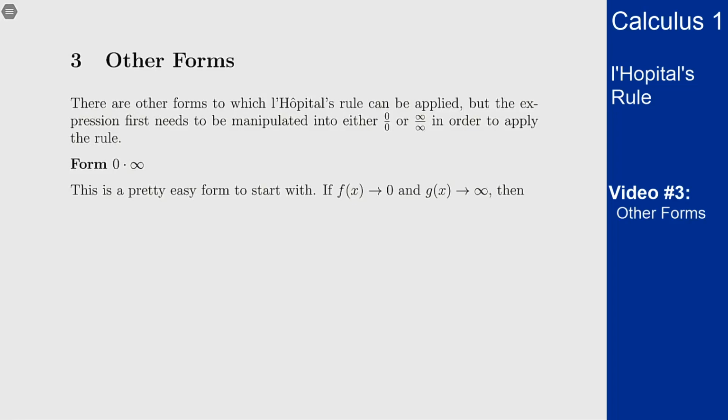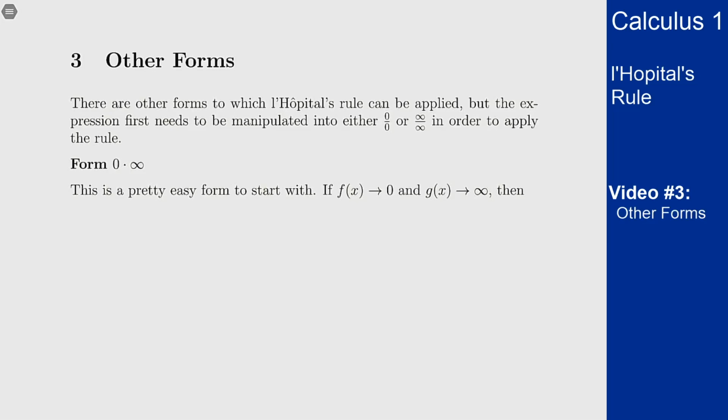In this video, we'll talk about the other types of indeterminate forms where L'Hopital's rule can be applied. However, the main thing to realize is in order to apply the rule, you must first get into either the 0 over 0 or infinity over infinity form. L'Hopital's rule only, as stated, works for 0 over 0 or infinity over infinity.